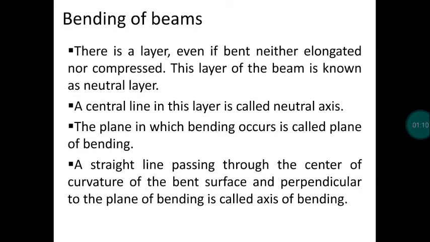There is a layer which, even if bent, is neither elongated nor compressed. This layer of the beam is known as the neutral layer. A central line in this layer is called the neutral axis. The plane in which bending occurs is called the plane of bending. A straight line passing through the center of curvature of the bent surface and perpendicular to the plane of bending is called the axis of bending.